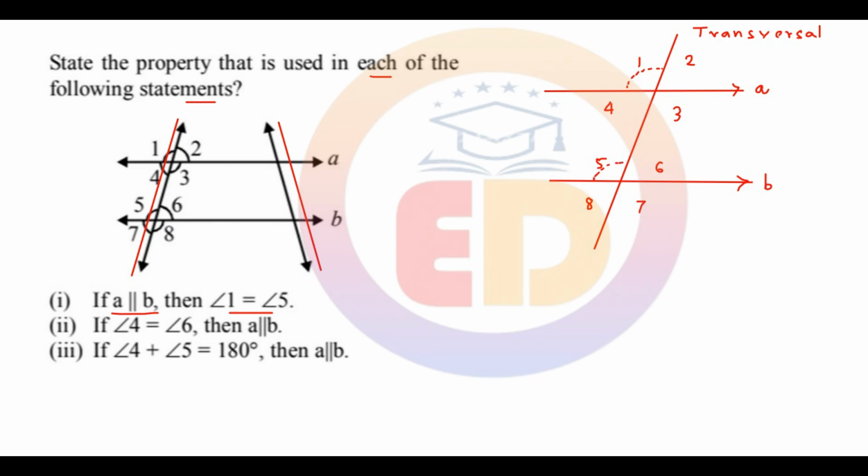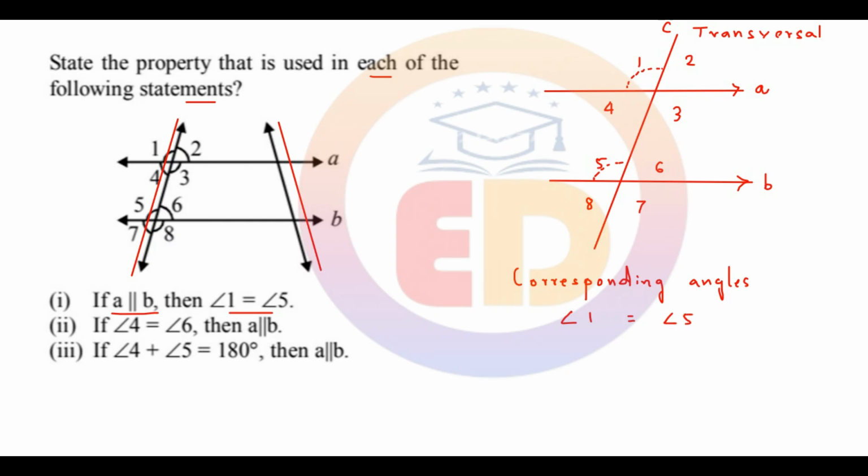Now if A and B are parallel and this is a transversal, let's say this line C is a transversal, then angle 1 and angle 5 are corresponding angles. And we know that corresponding angles are equal, so angle 1 will be equal to angle 5.